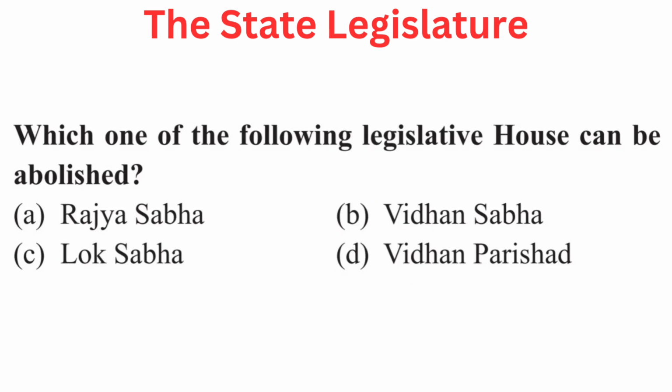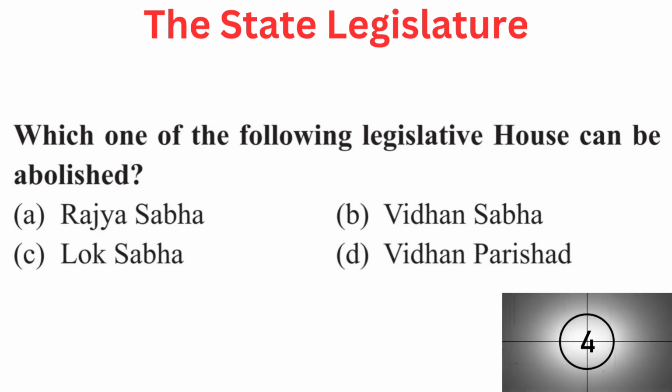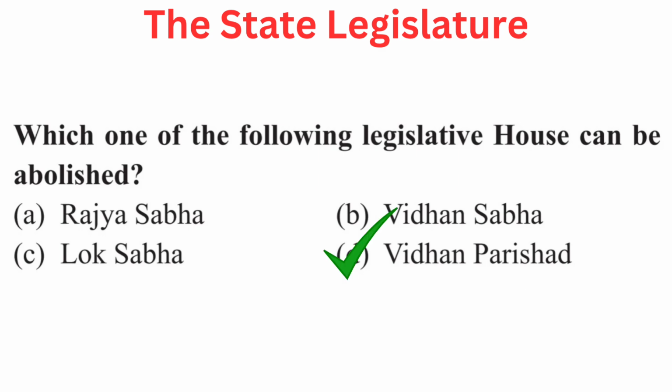Your question is, which one of the following legislative house can be abolished? Your options are A, Rajya Sabha, B, Vidhan Sabha, C, Lok Sabha, or D, Vidhan Parishad. Right answer is D, Vidhan Parishad.